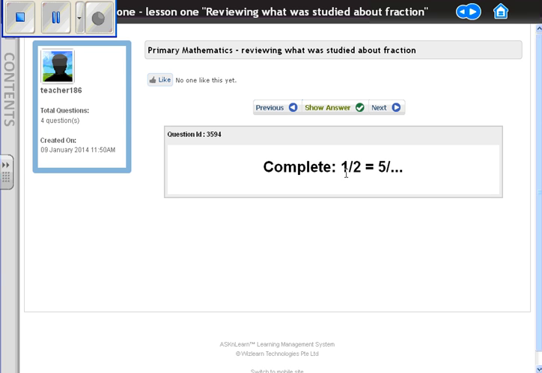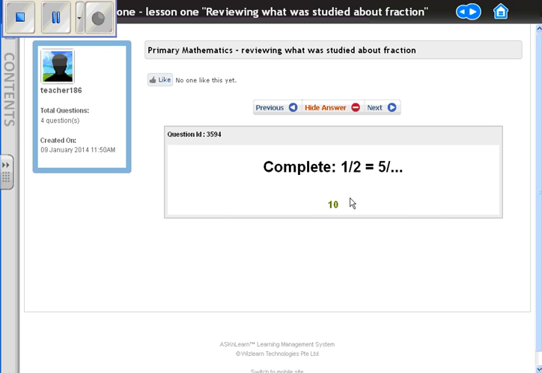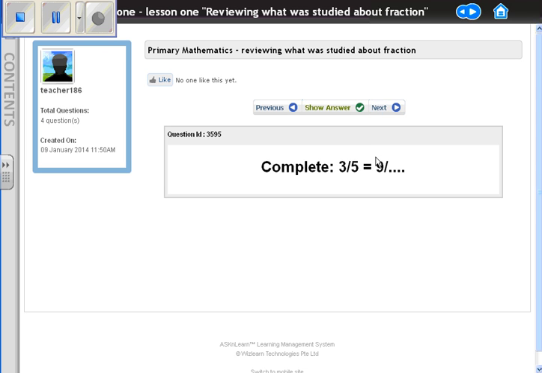Now look at the numerator. 1 became 5. So I multiplied the numerator by 5. So I have to multiply the denominator also by 5. So 2 times 5 equals, yes, 10. So check your answer. Yes, 10. So half equals 5 over 10. Let's go to the next question.